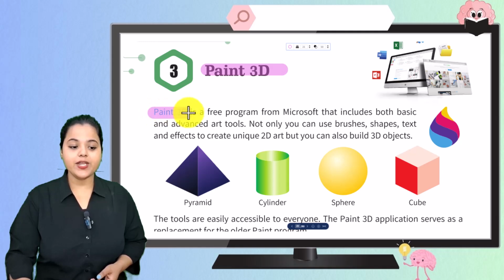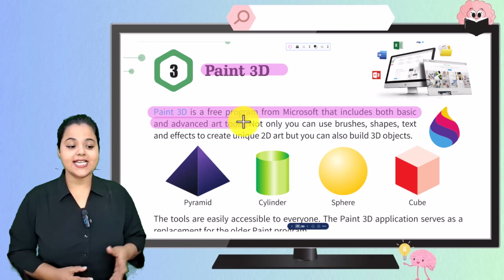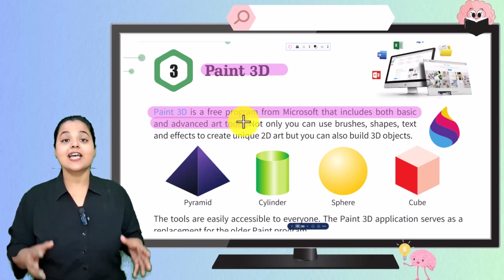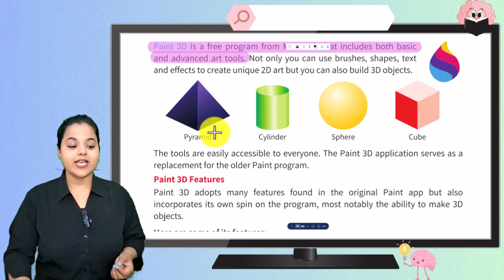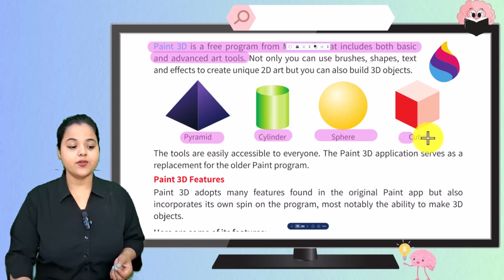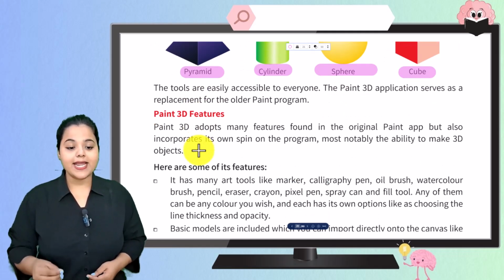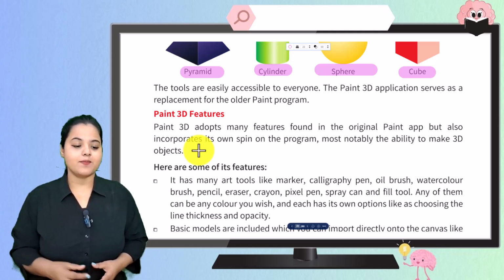Paint 3D एक free program है from Microsoft that includes both basic and advanced art tools. Not only can you use brushes, shapes, text and effects to create unique 2D art, but you can also build 3D objects. Wow, what an interesting option. Here you can see 3D objects: pyramid, cylinder, sphere, and cube. Now, the tools are easily accessible to everyone. The Paint 3D application serves as a replacement for the older Paint program.